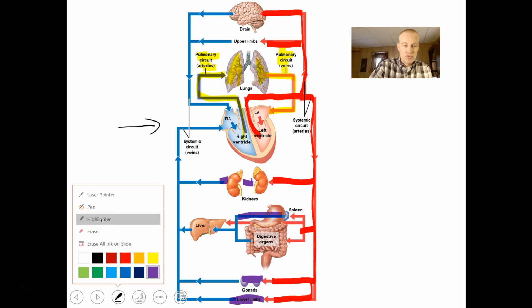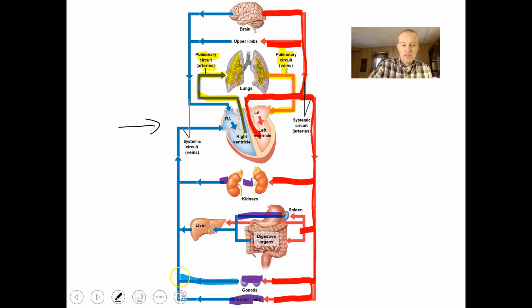Once the blood gets to the veins, it's going to travel from the lower parts of the body to the inferior vena cava. It's going to carry blood from the upper parts of the body through the superior vena cava. All of these will come together in the right atrium. So generally we have systemic circulation that carries blood to the body, and then we bring it back to the heart to be reoxygenated.